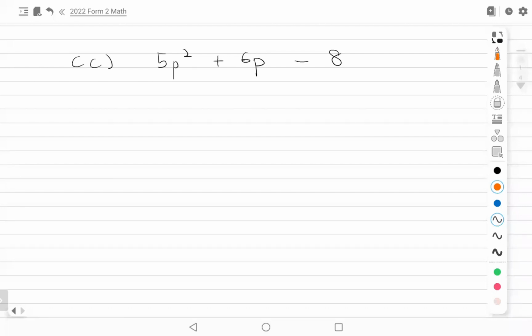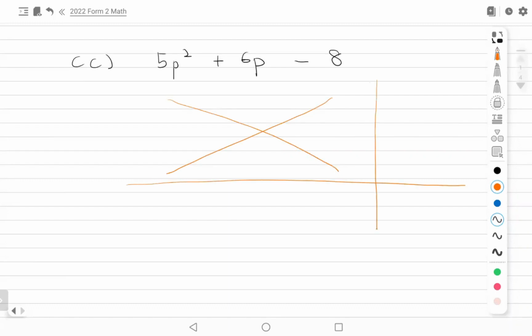Here, write down on the paper, 5p squared plus 6p minus 8. Draw X. Draw a horizontal line and a vertical line. Okay, then write down the terms there: 5p squared, negative 8, plus 6p.